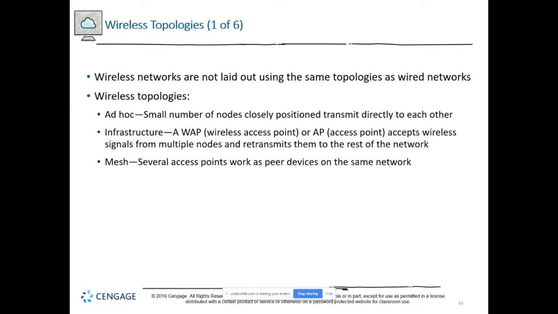The infrastructure mode is the most commonly used, where we have a central access point that accepts the wireless signals for all the clients. So if you wanted to talk to one computer over the other in the room, it would go through the access point. Whereas in an ad hoc, you would just go directly to whatever computer you wanted to talk to. And then mesh is where we get bigger networks, and you have access points that are peer devices, creating larger networks.